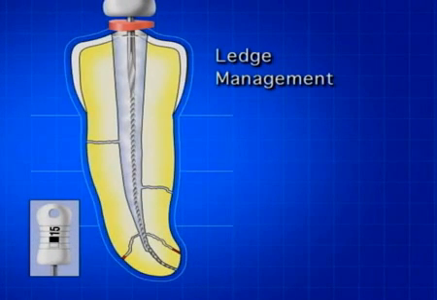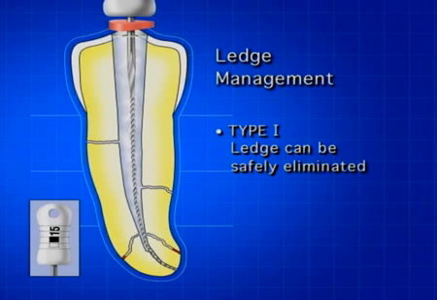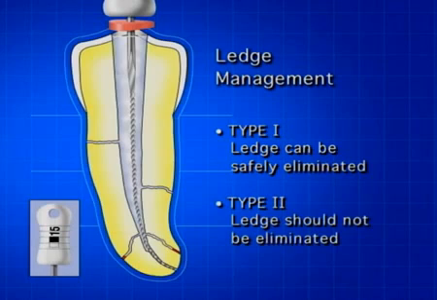Ledges may be classified into 2 types. A type 1 ledge can be safely eliminated with attention towards observing the 4 shaping objectives to maximize remaining dentin. A type 2 ledge should not be eliminated. Continued shaping procedures may potentially weaken or perforate the root. Let's take a look at how to manage both of these types of ledges.